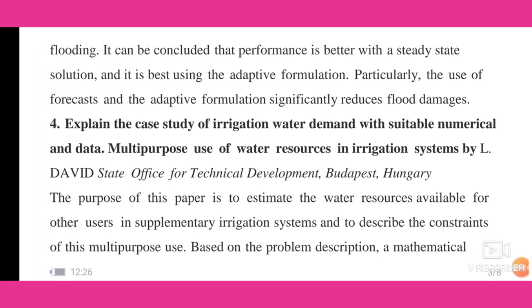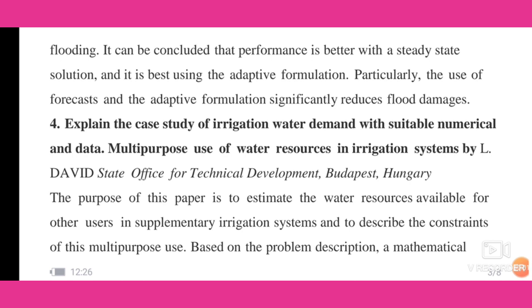Then there is the case study of irrigation water demand with suitable numerical data and multipurpose use of water resources in irrigation by L. David. He studied the irrigation water demand and how this demand can be fulfilled. This was given in the research paper. A detailed overview of the research paper can be done by the student separately, but actually it concerns how a particular water resource can be used multi-purposely, in which irrigation is the prime objective of that use.